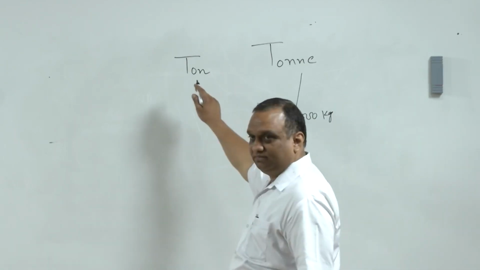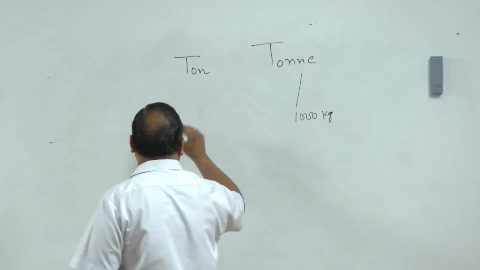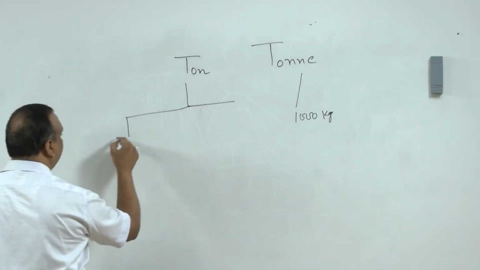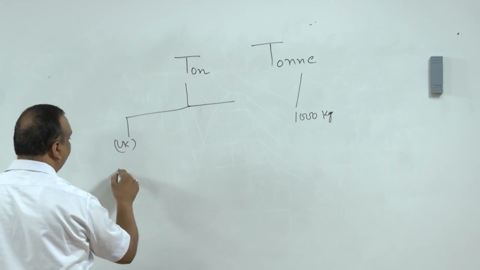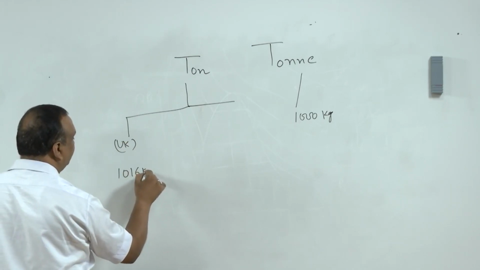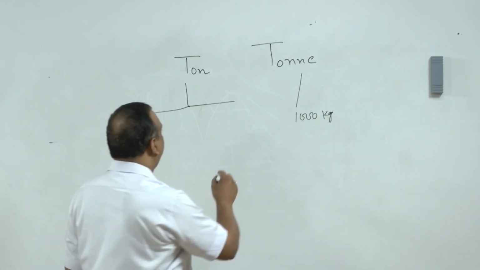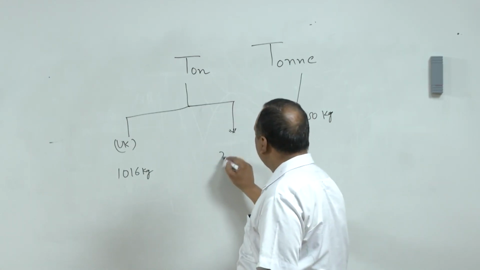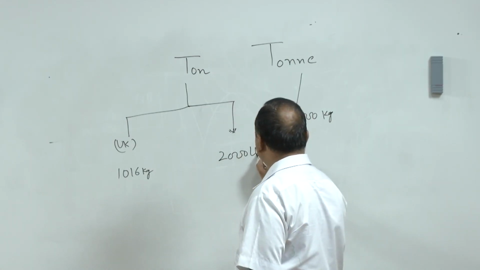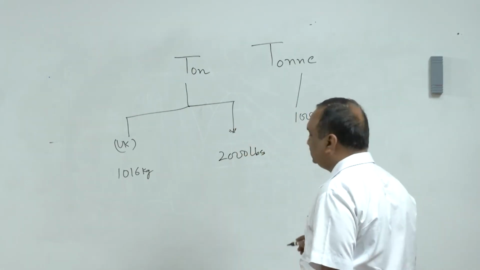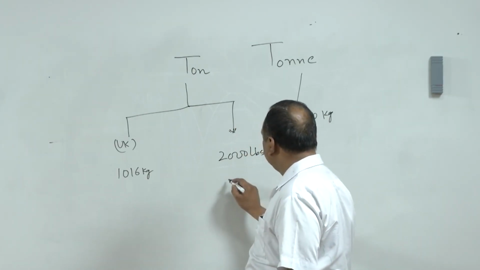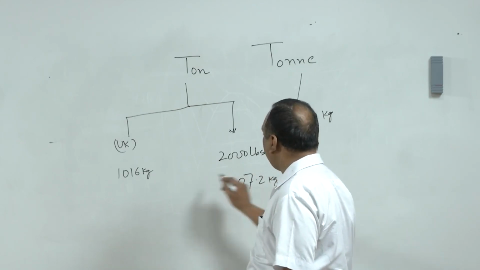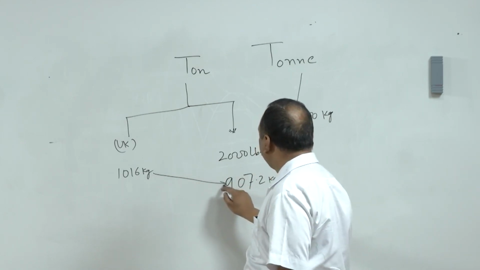Now this ton has two values. One is the imperial ton or UK ton, which is 1016 kgs, and the other is the US ton, which is 2000 pounds, and this 2000 pounds comes to around 907.2 kgs. So there is a wide difference between the imperial or British ton and the US ton.